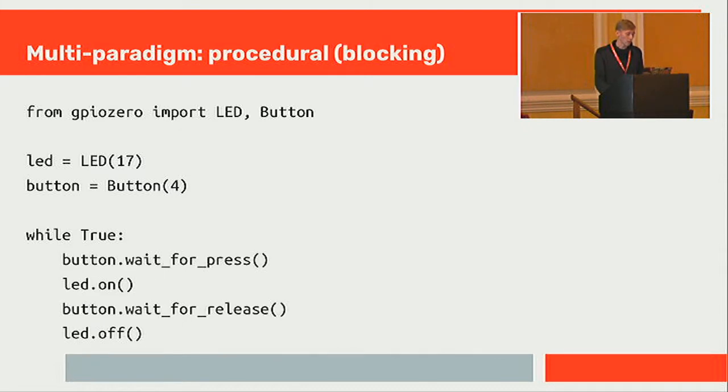Another way you can do it, where you've still got a while loop, but you're not going around it as fast. You can wait until the button's been pressed, so there's a blocking element. It's still procedural code, it's still really simple to follow. But then you're waiting for it to be pressed before you turn the LED on, and then waiting for it to be released before you turn the LED off.